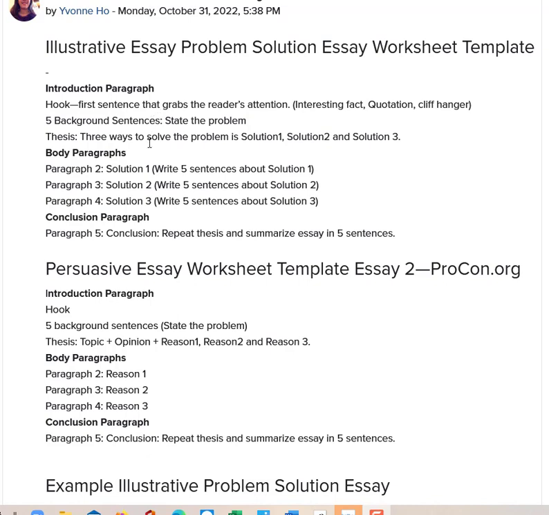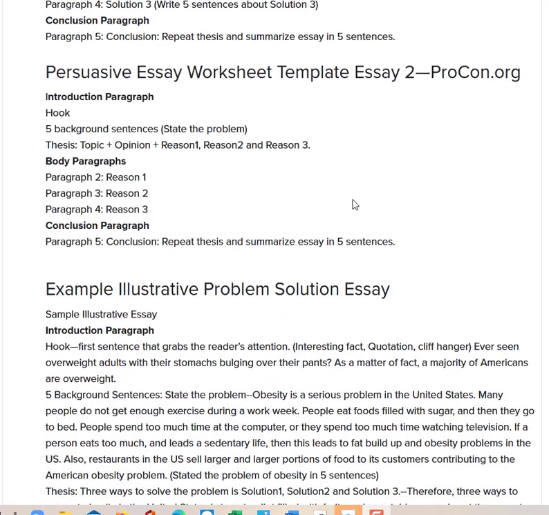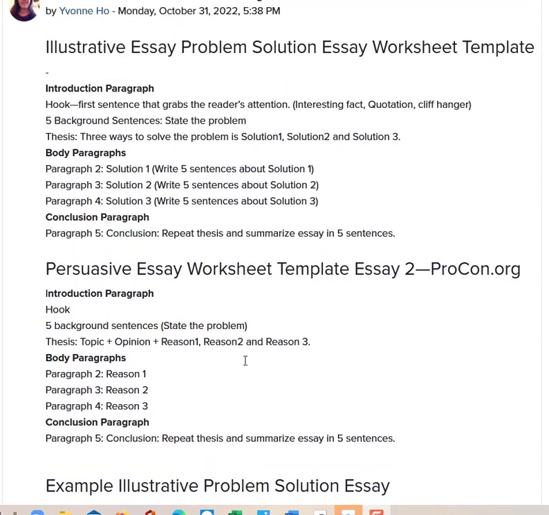So 3 ways to solve the problem of obesity is for everyone to exercise more, eat a balanced diet, not just something full of sugar, and to eat smaller portions. And that's pretty much the example I give over here about obesity. So then you would have paragraph 2, eat a balanced diet, paragraph 3, exercise, and paragraph 4, eat smaller portions. So notice how it's the same 3 solutions that you're going to use in your body paragraphs.